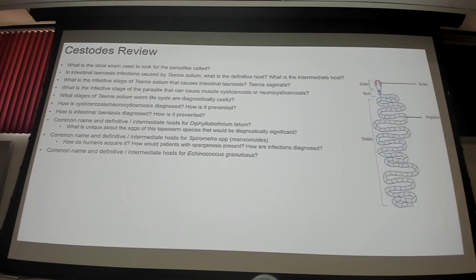Echinococcus granulosus, common name for Echinococcus granulosus. Dog tapeworm, and the definitive host for this one? It's the dog. Intermediate host? Sheep? Yep, good. And we are accidental hosts and intermediate hosts. So we develop these larvae that grow in these cysts, hydatid cysts. They can get to be really large, just like a fruit sometimes.